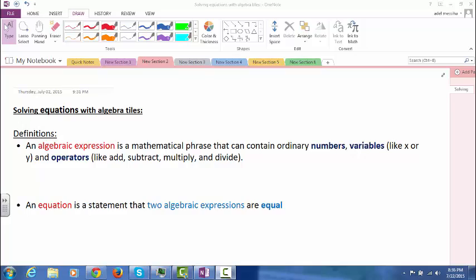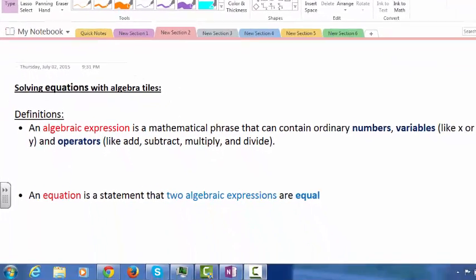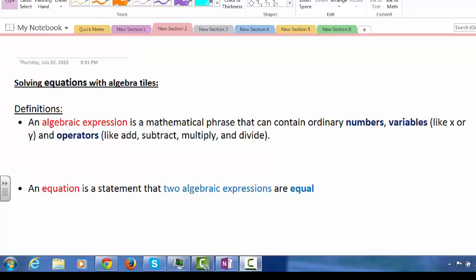Unit 10, Lesson 4, Solving Equations with Algebra Tiles. How we can solve equations using the algebra tiles. Before we introduce the lesson, I'd like to share with you two definitions. These two definitions are very important. We need to understand the difference between the two.